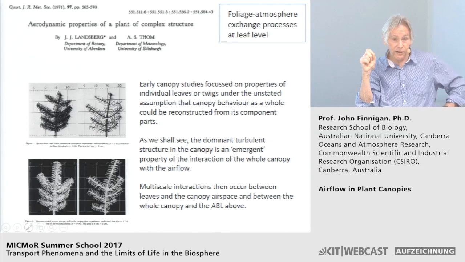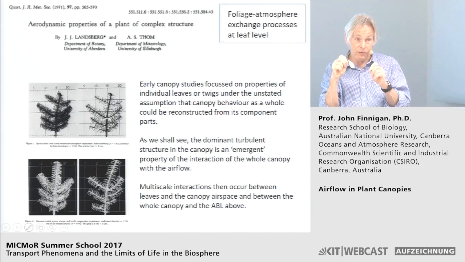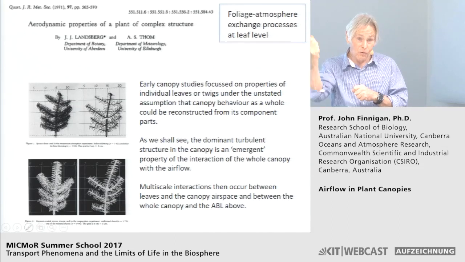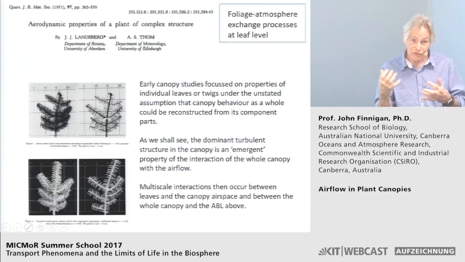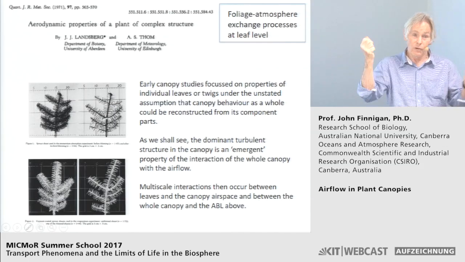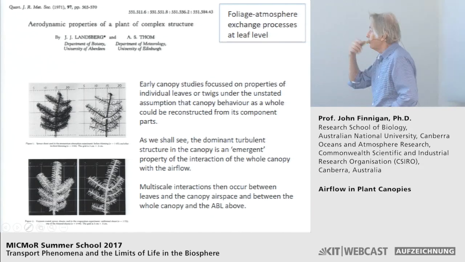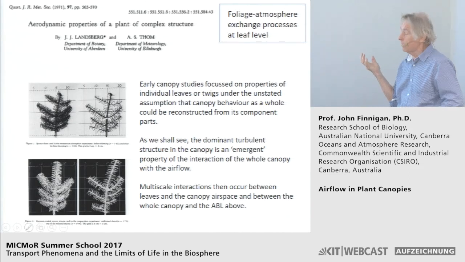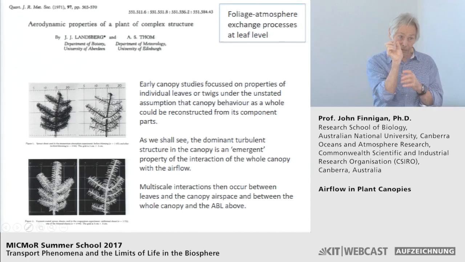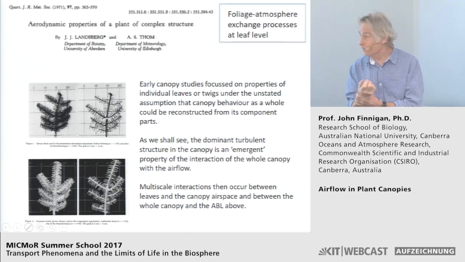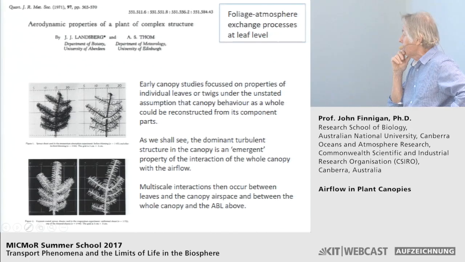People would put single leaves in the wind tunnel and measure its properties, and then they'd put 2 or 3 leaves or a whole branch in the wind tunnel. And the idea is sort of that you can build up a canopy from all the parts. But as we are going to see, the dominant turbulent structure in the canopy is a property of the whole canopy, not just adding together lots of little twigs and their turbulent wakes.